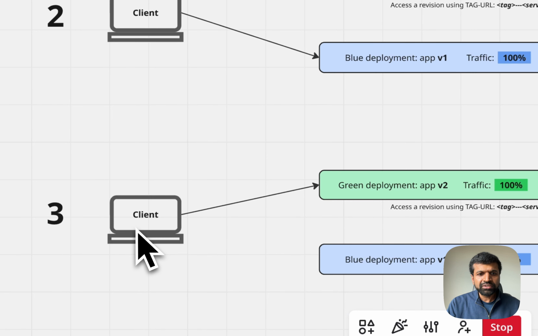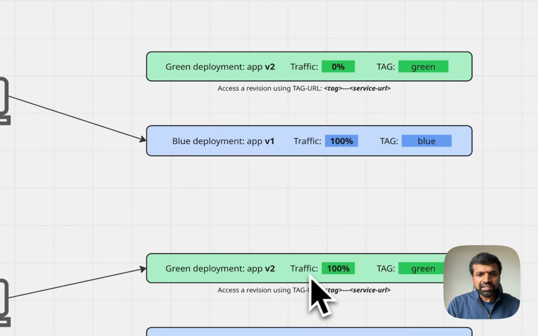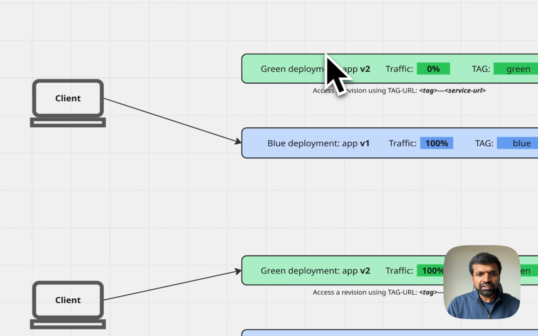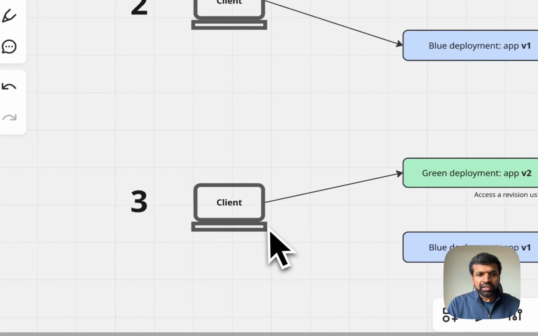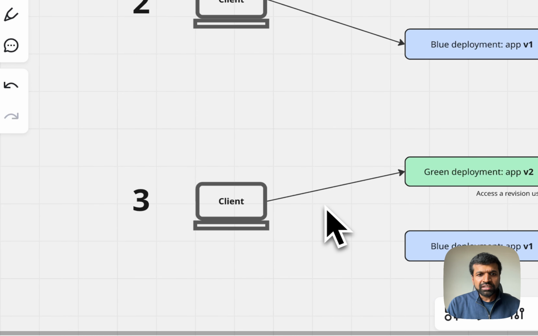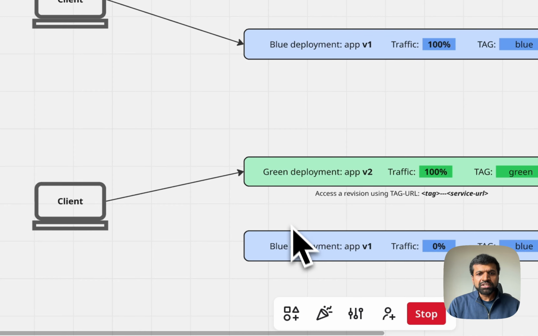And in step number 3 is where the traffic is routed, the entire traffic is switched to the green deployment. So in step number 2, after conducting the tests on the green deployment, in step number 3, the traffic switching is happening from blue deployment to the green deployment.